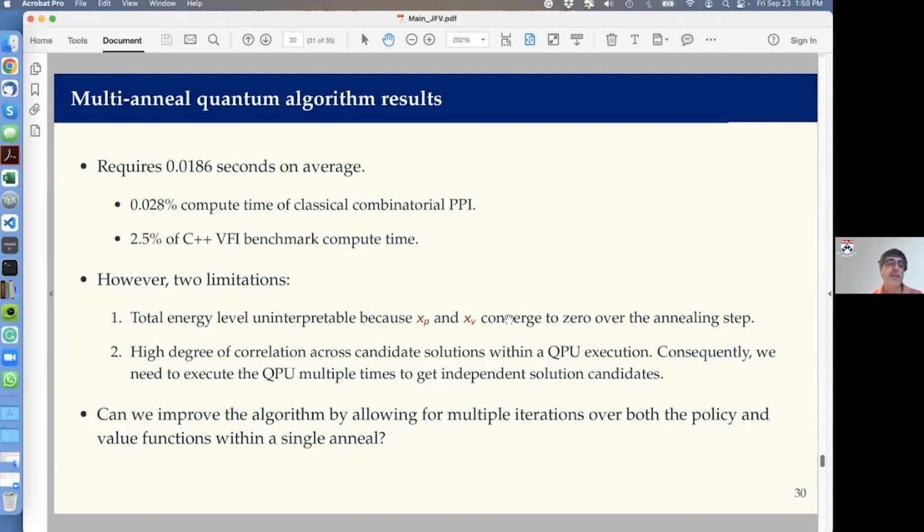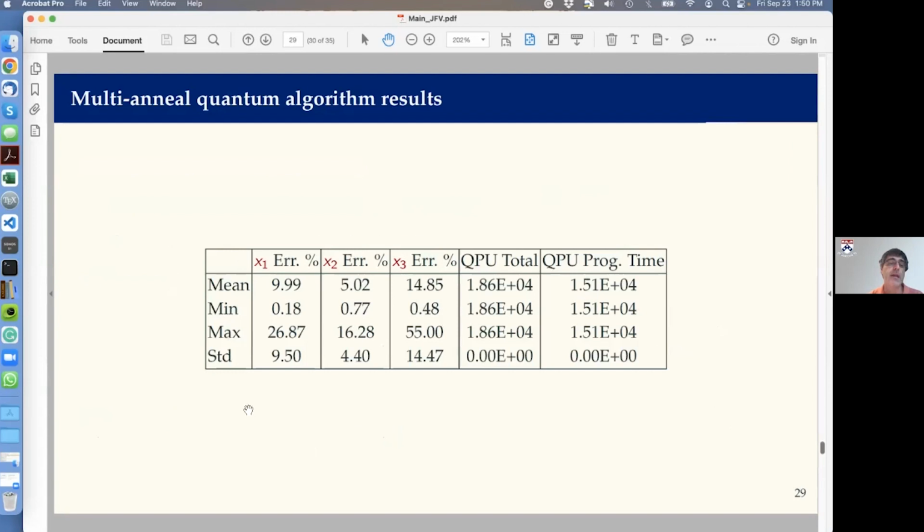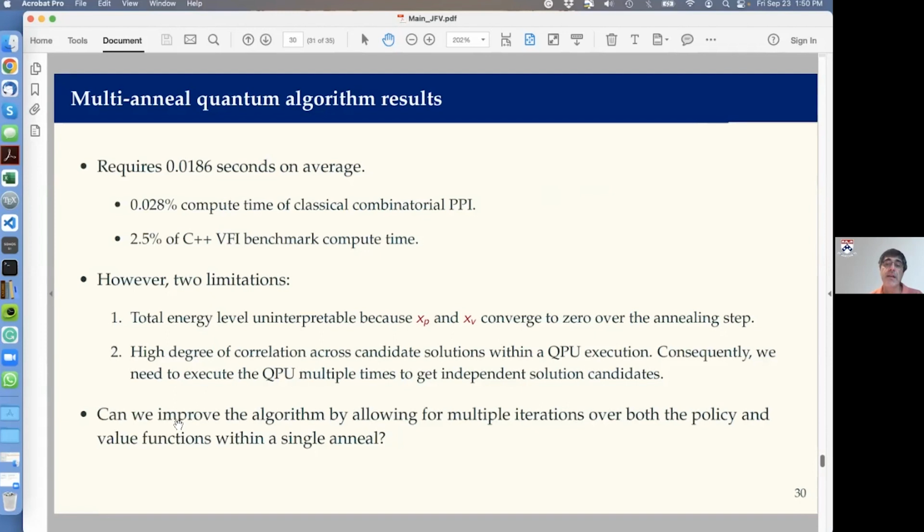However, we have two limitations. First, the total energy level is uninterpretable, and you may have noticed that in this table I don't report the energy level. That's because the xp's and the xv's, the variables in the policy and value function, converge to 0 over the annealing step. Second, there is a high degree of correlation across candidate solutions within a QPU execution, and we need to execute the QPU multiple times to get independent solution candidates. So can we do better?